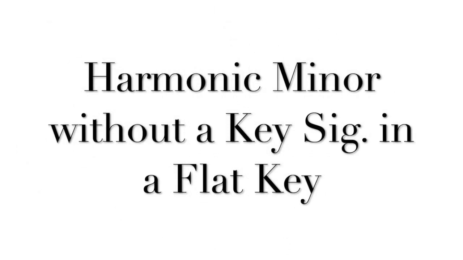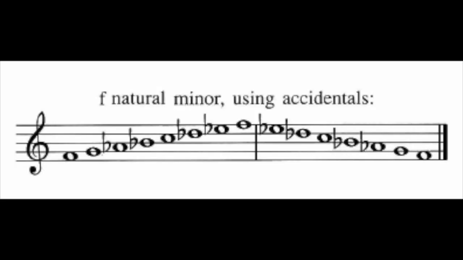So, finally, talking about harmonic scales. What happens when you're not using a key signature and you have a flat that is your 7th scale degree? Like this scale here, our F natural minor scale. So notice that it starts on F and it has an A flat, a B flat, a D flat, and an E flat. Now, that E flat is the 7th scale degree.